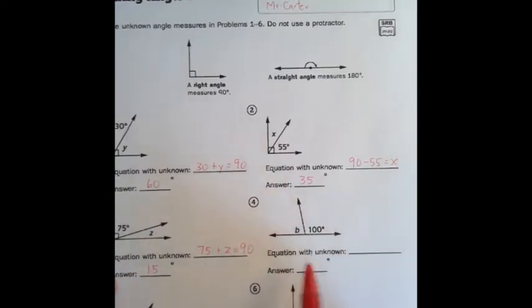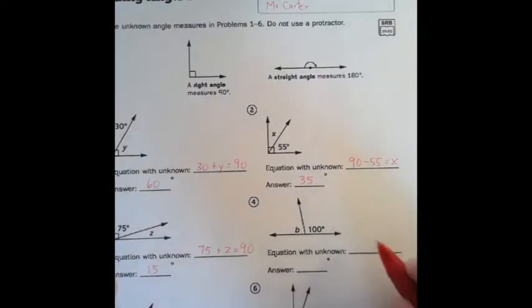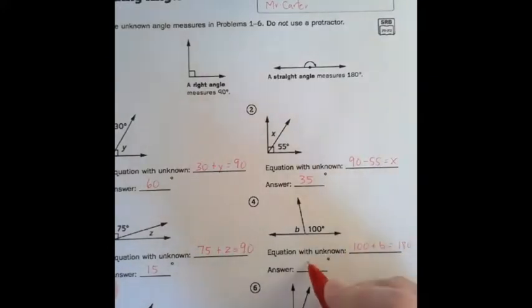Now for number 4, we have a straight angle, which is 180 degrees. So our equation is going to look a little different. We can go 100 plus our unknown, which is our b, equals 180, because we know that a straight angle, again, is 180. So we know that 100 plus 80 would give us 180.